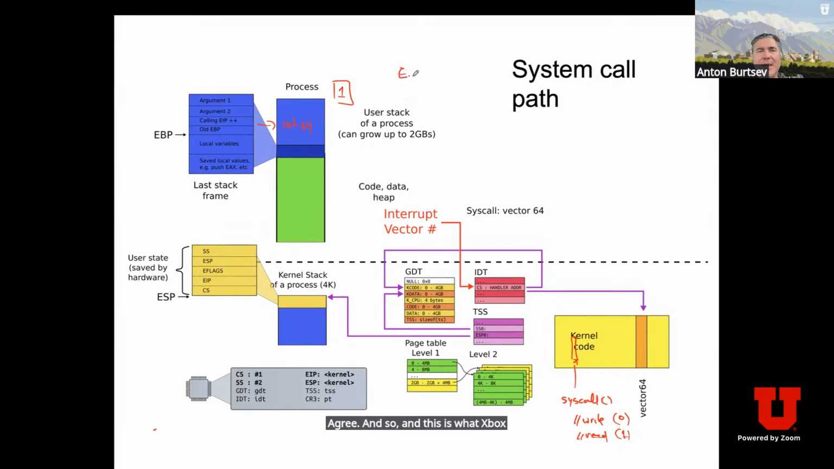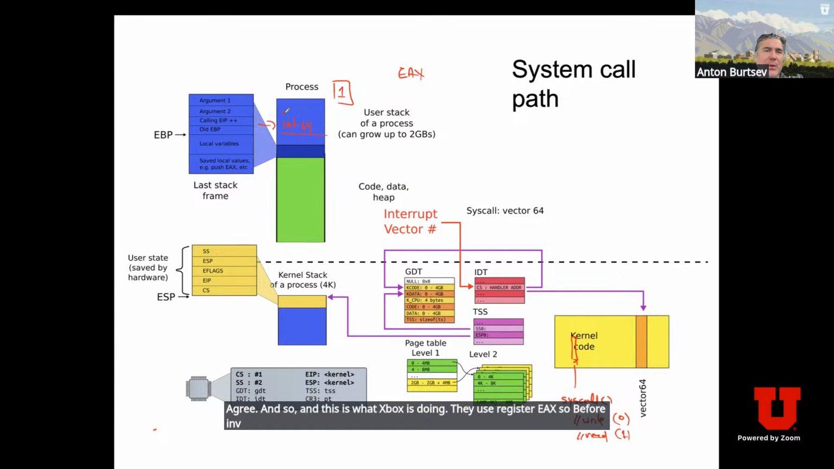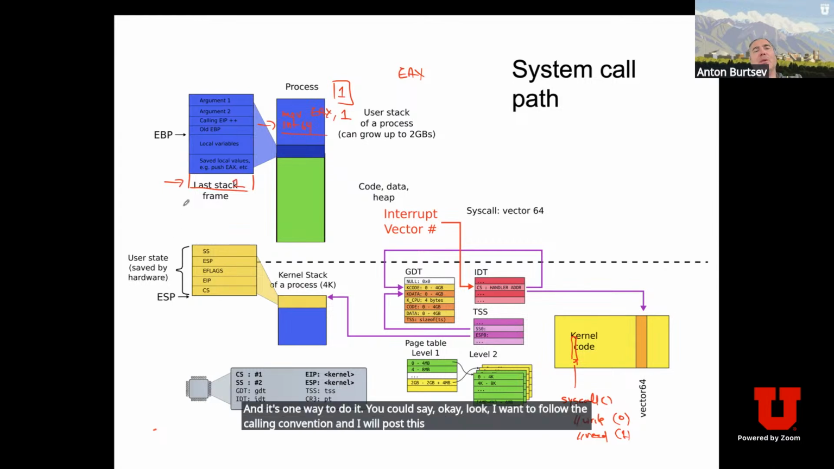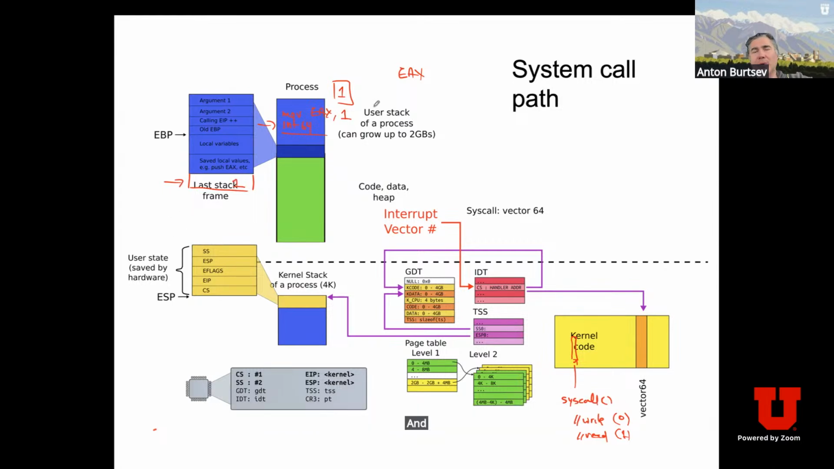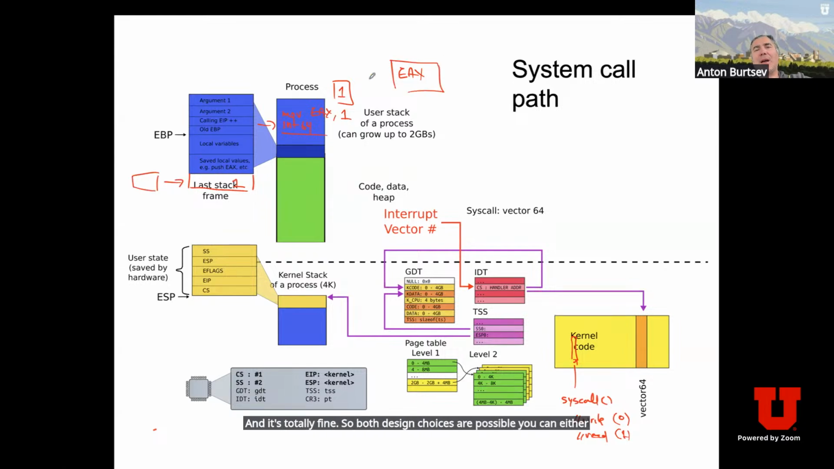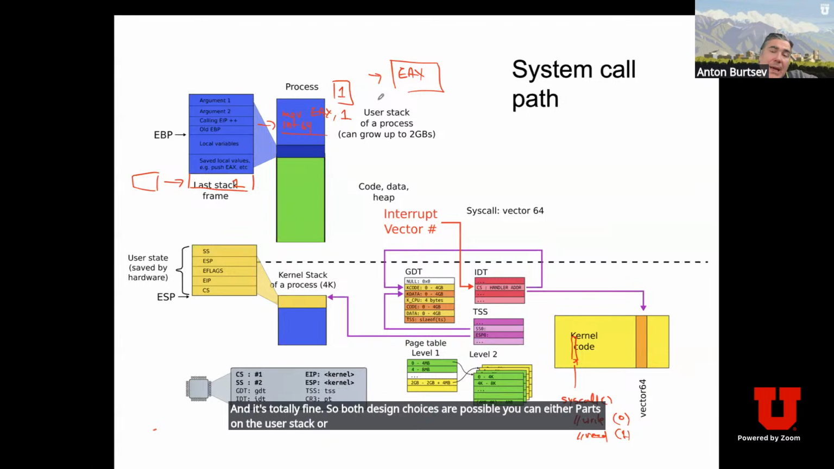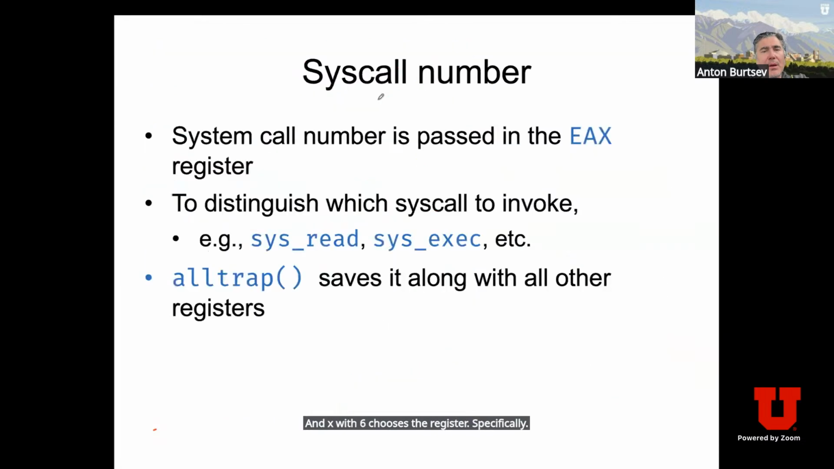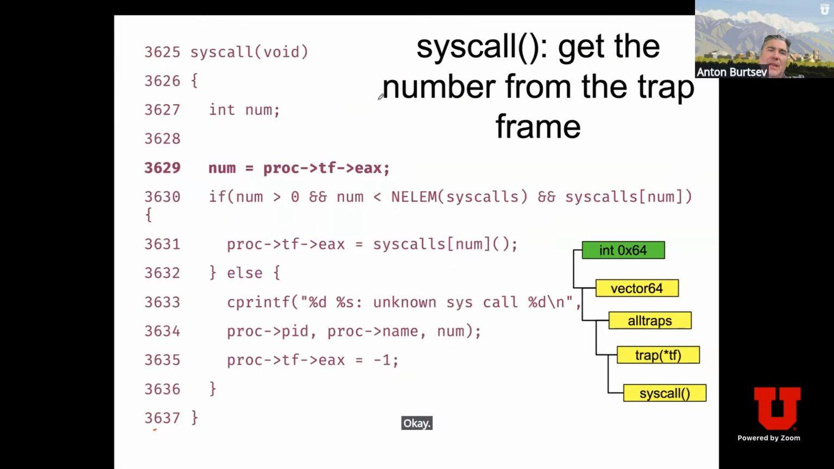They use register EAX. Before invoking int 64, you say move the value 1 into the EAX register, right? It's one way to do it. You could say, okay, look, I want to follow the calling convention, and I will push this number on the user stack. And it's totally fine. So both design choices are possible. You can either pass on the user stack or in some register. And x86 chooses the register, specifically EAX, right? Okay, cool. That's fine.